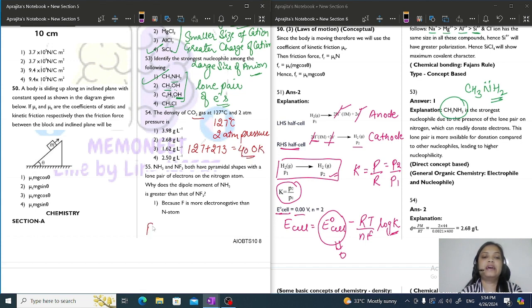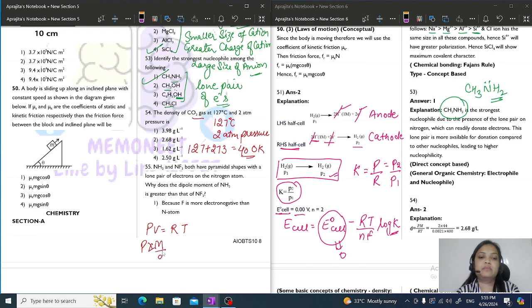Now we know for gas, if we apply the gas equation, here we are considering 1 mole, so PV is equal to RT. Now we need to find the density. So in this case, we can say that volume will be mass upon density.